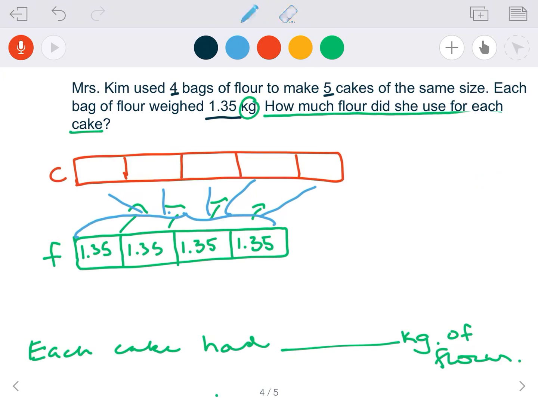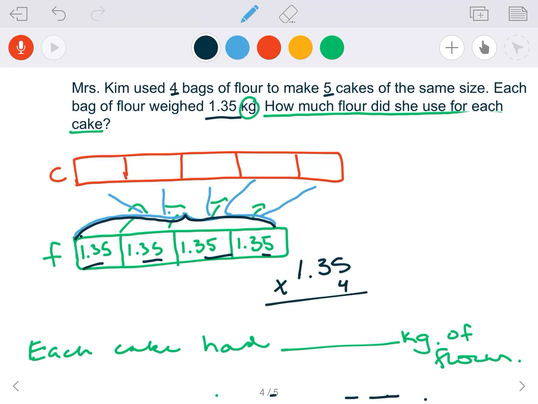I bet if we figured out what our whole is, what all this is, then we could divide that whole up among all of the cakes. How are we going to do that? Well, you could either add all these guys up, or you could multiply it by 4. And I'm going to multiply by 4 because I think that is faster.